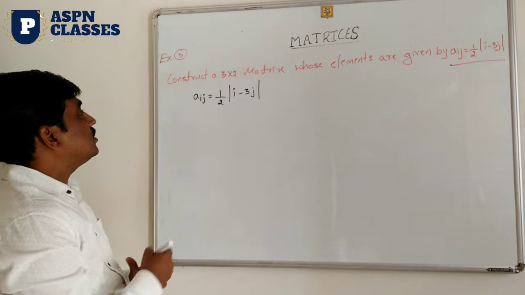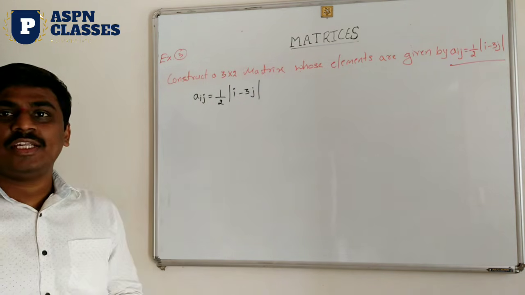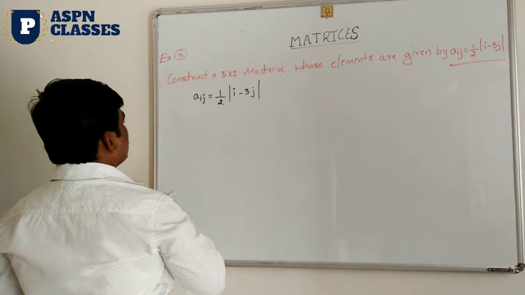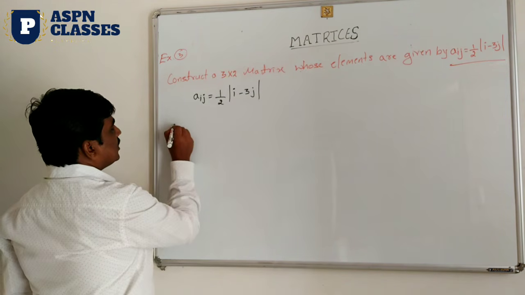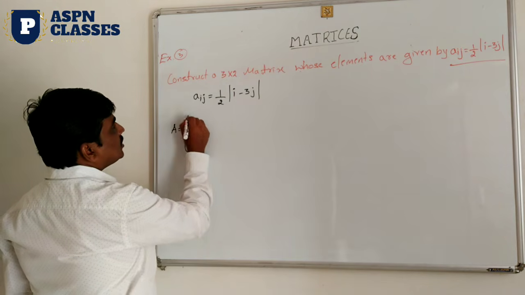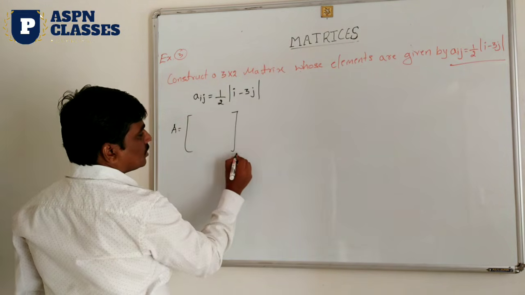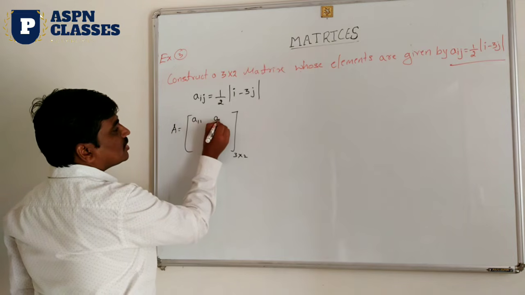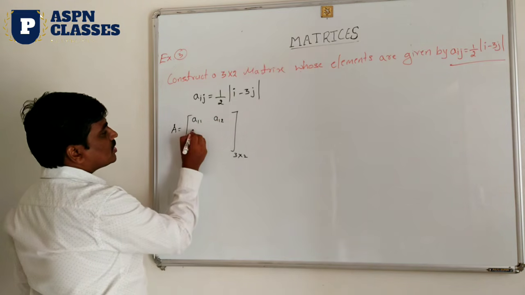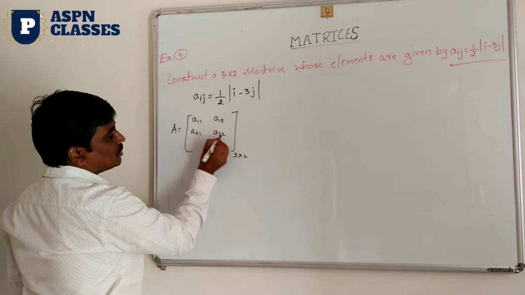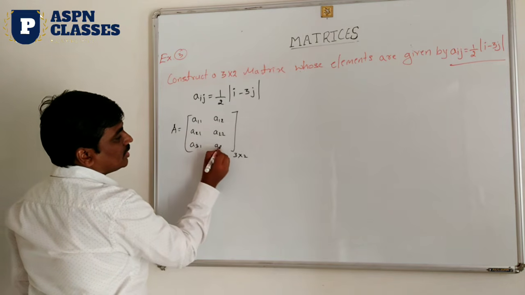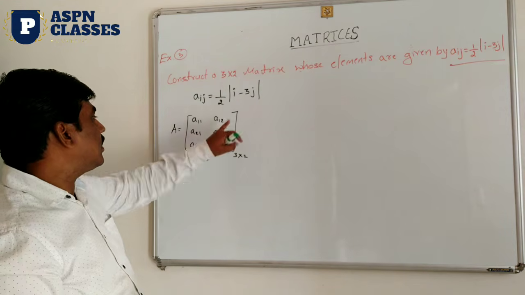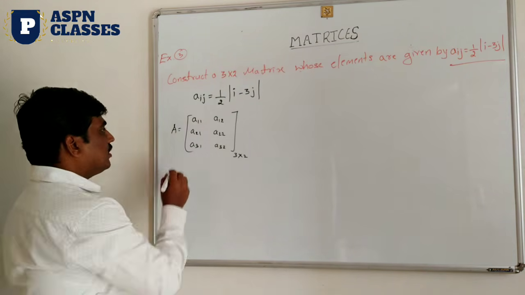So construct a 3 into 2 matrix. It means 3 rows and 2 columns. Generally you have to write the matrix like this: first A11, next A12, only 2 columns are there. Next A21, A22, next A31, A32. 3 into 2, it is correct. Now you have to find all these elements, one by one.